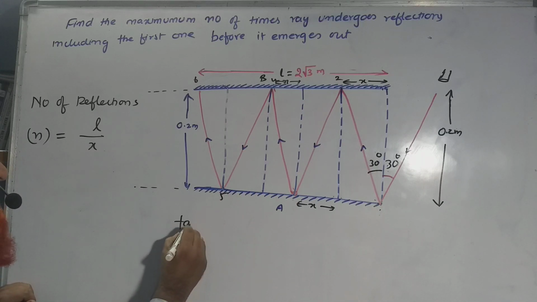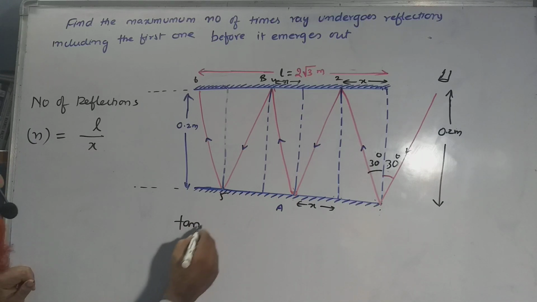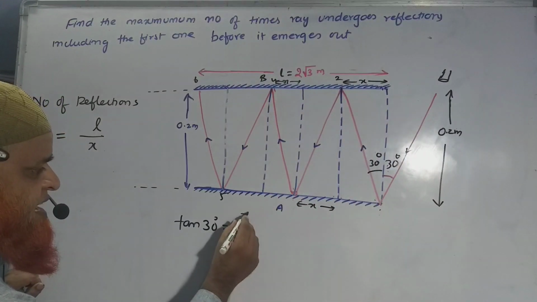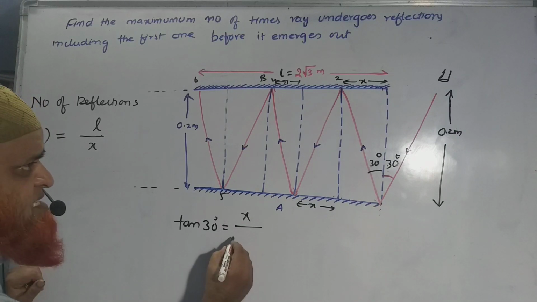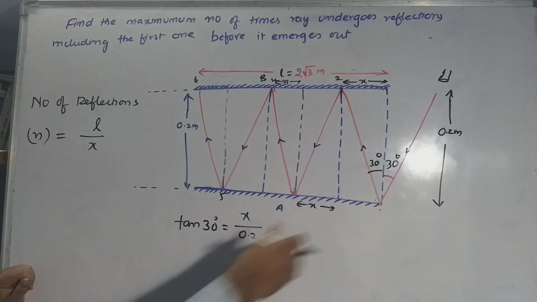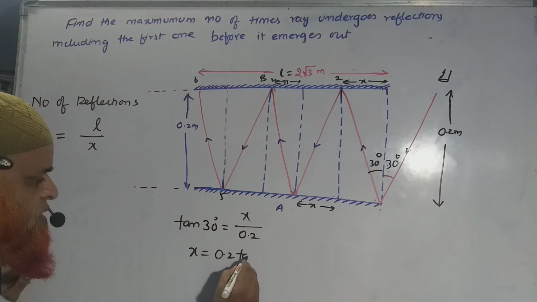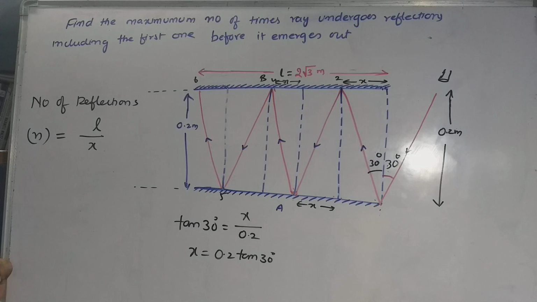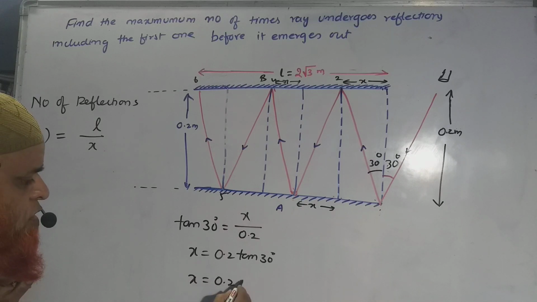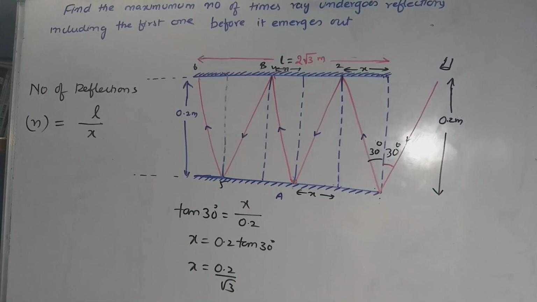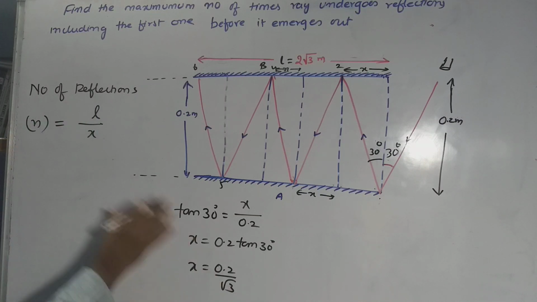By taking the trigonometric tangent, that is tan 30, it is opposite side by adjacent side. Opposite side is x. Adjacent side is considered to be 0.2 meters according to the problem given over here. So therefore, x is equal to 0.2 tan 30. And this is going to be 0.2 by root 3. So we got the value of x here. It's super simple. Just substitute this value over here and get the answer.